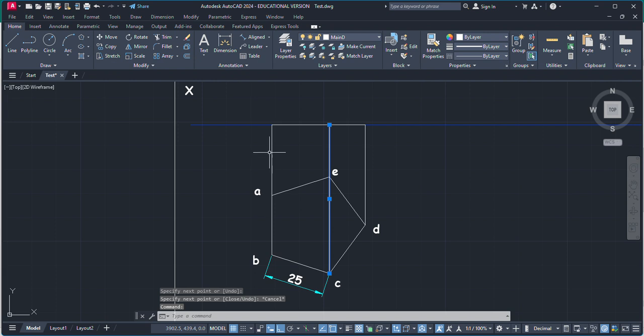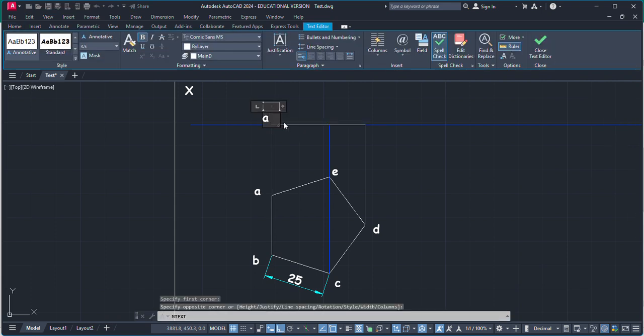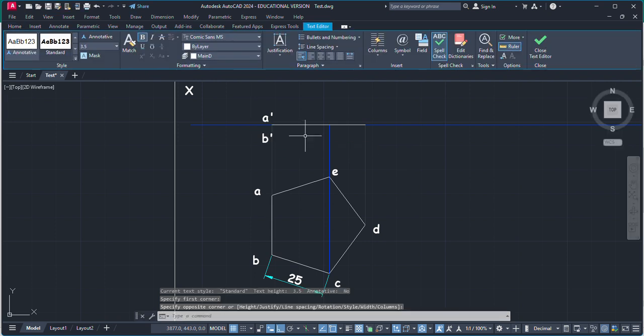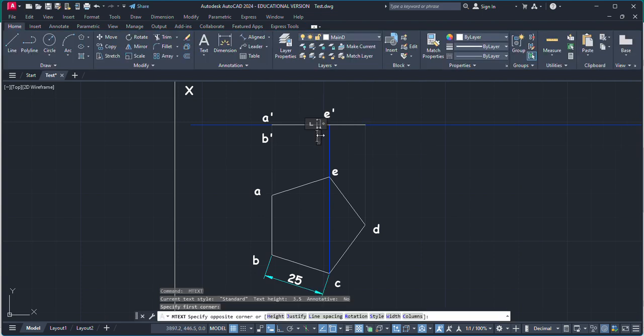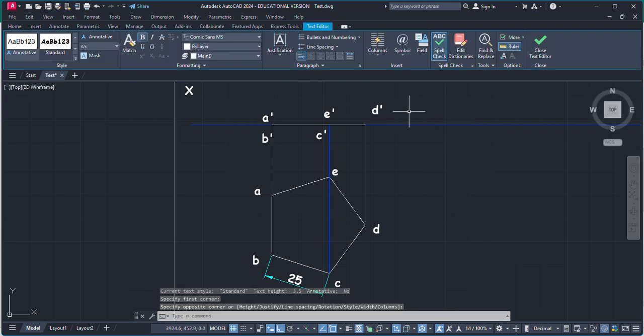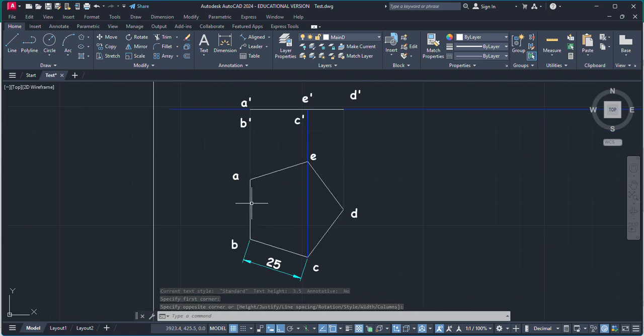Now you can change these lines to construction layer. Now name these front views. This point will represent A dash and B dash. This one E dash and C dash, and here this one is D dash. Now this is our first condition while our pentagon is resting on AB edge.